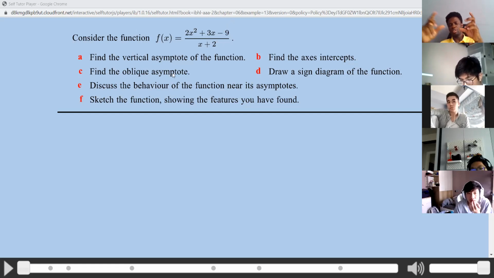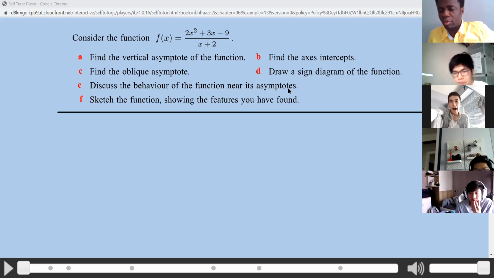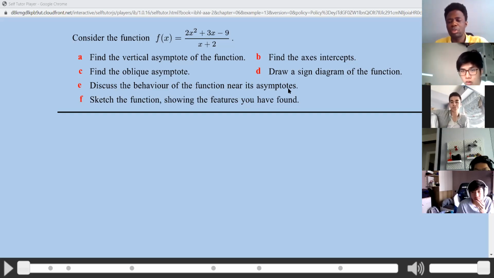The oblique asymptote is based on your division of polynomials that we have just done. Taking the quotient part, that's your oblique asymptote. To draw the sign diagram, you will see it's based on what you have also done before. Discussing the behavior near the asymptote: you discuss the behavior when it's coming close to the asymptote, the vertical asymptote especially, and when it's moving away. There are two asymptotes this time, so you want to talk about approaches from below or from above.